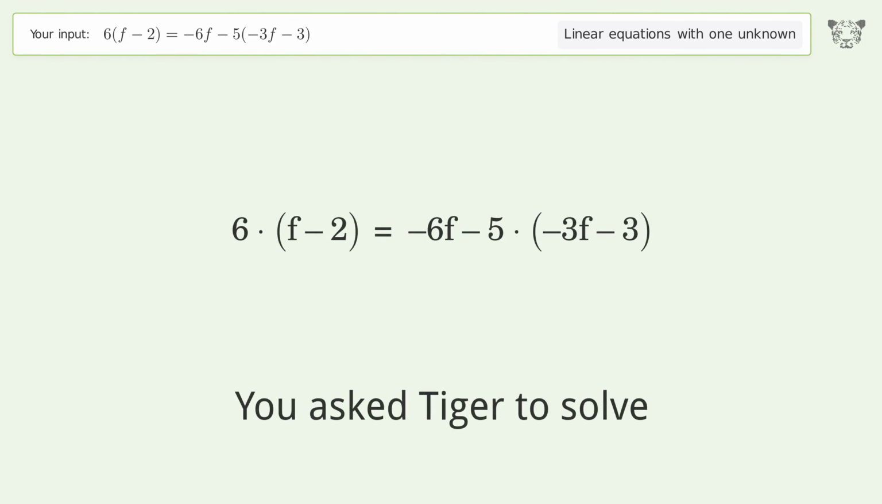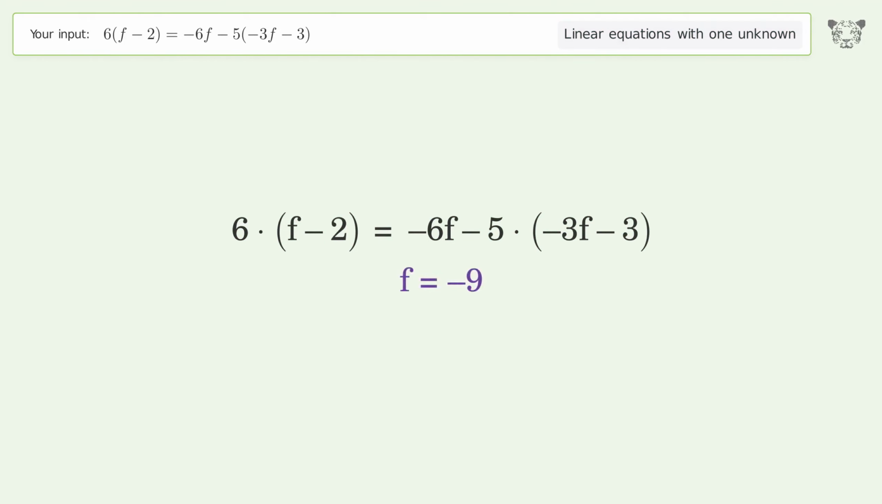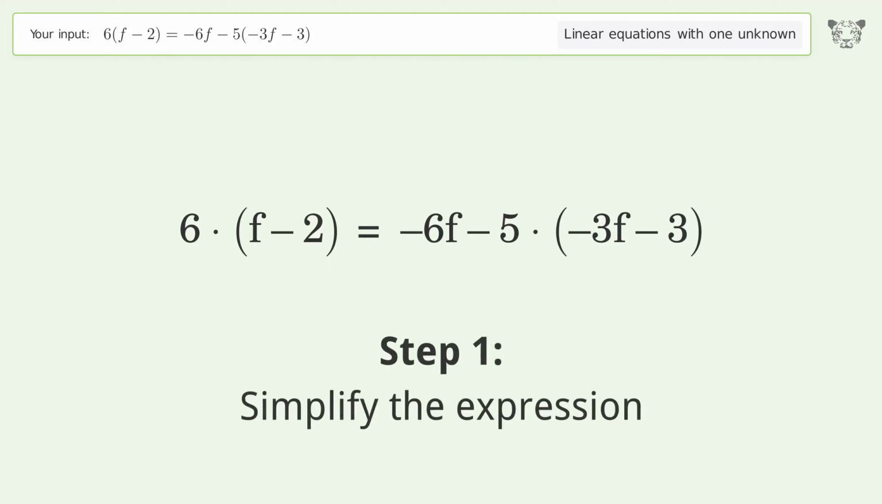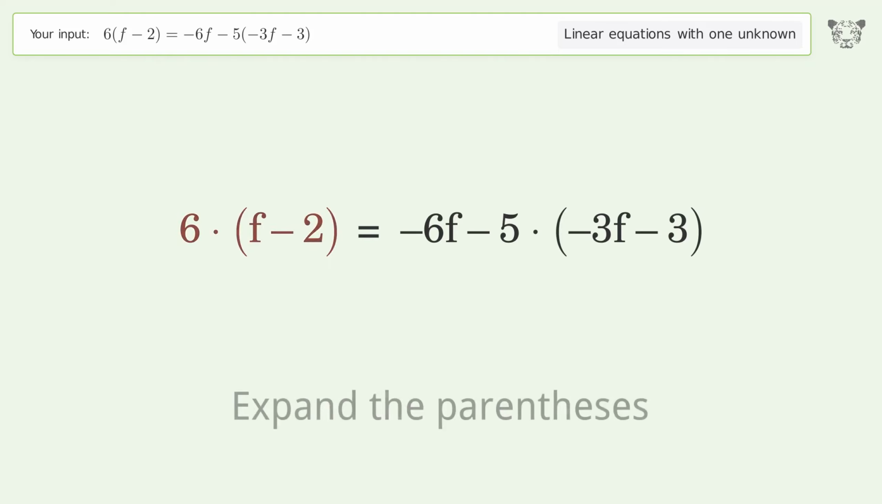You ask Tiger to solve. This deals with linear equations with one unknown. The final result is f equals -9. Let's solve it step by step. Simplify the expression. Expand the parentheses.